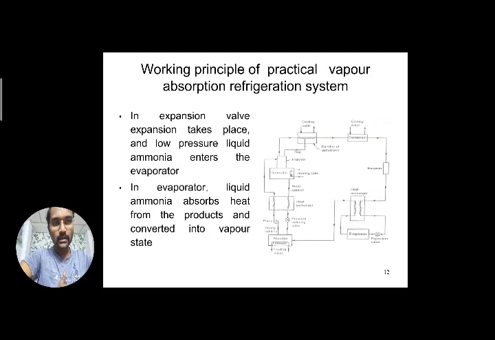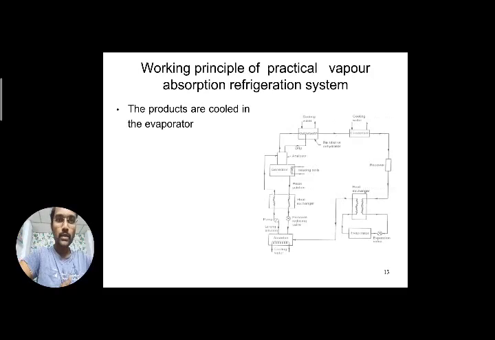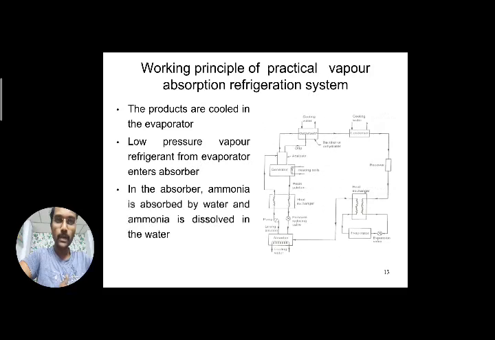Okay. Next, it enters into the absorber component. So low pressure refrigerant will enter into the absorber component. Now see the next case. The products are cooled in the evaporator at a low pressure. Vapor refrigerant from the evaporator enters into the absorber. So in the absorber, what happens? Ammonia is absorbed by the water and ammonia is dissolved in the water. So completely it will get dissolved in the absorber component.